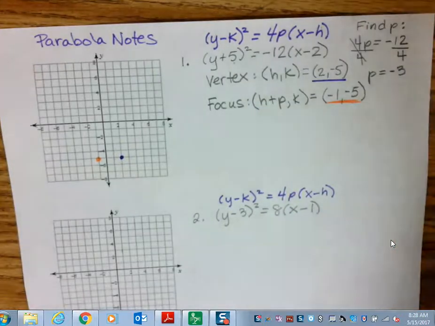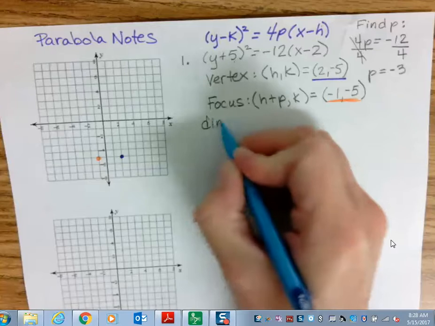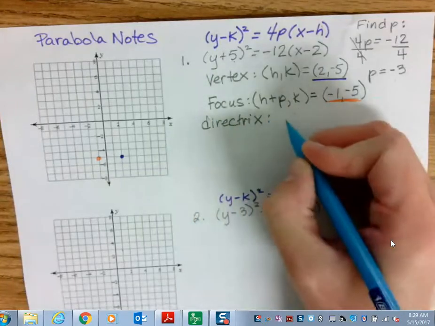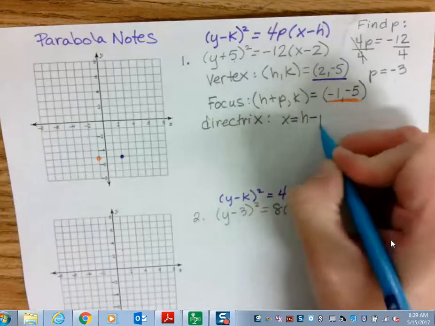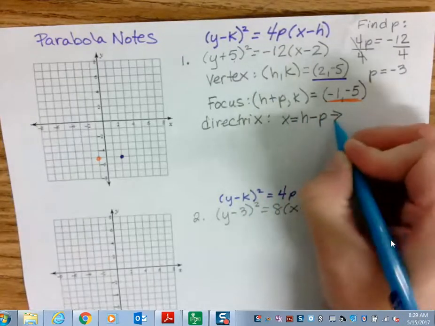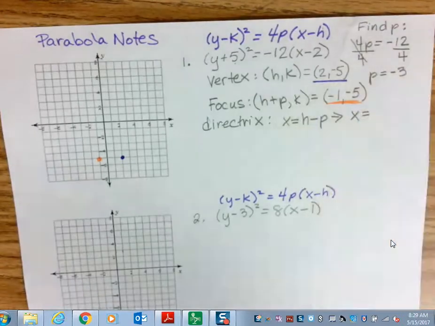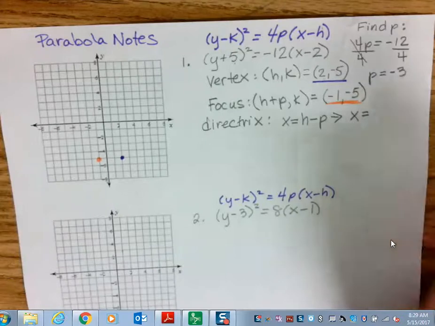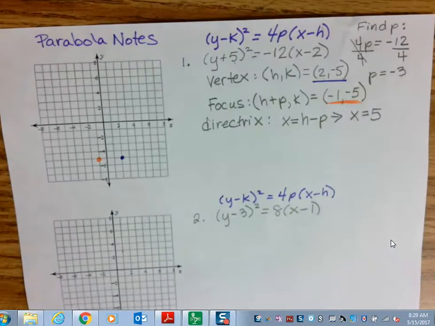All right, then the directrix is going to be a line. It's going to be a vertical line in this case. And it's going to be x equals h minus p. So it's the equation of a line. You need the x equals right there. X equals, and then what do we have? We have 2 minus negative 3, so x equals 5. Okay, and we're going to graph that one. It's a line, remember.